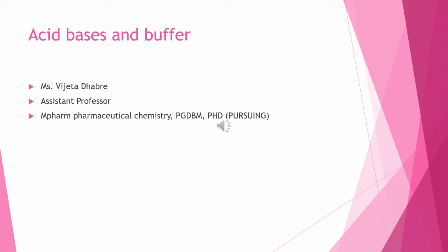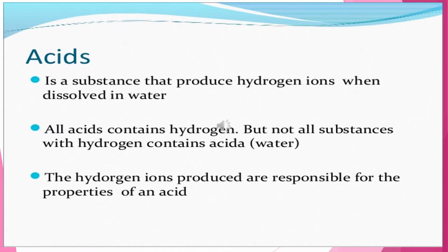Acid, base and buffer. An acid is a substance that produces hydrogen ions when dissolved in water. All acids contain hydrogen, but not all substances with hydrogen are acids, for example water. The hydrogen ions produced are responsible for the properties of an acid.